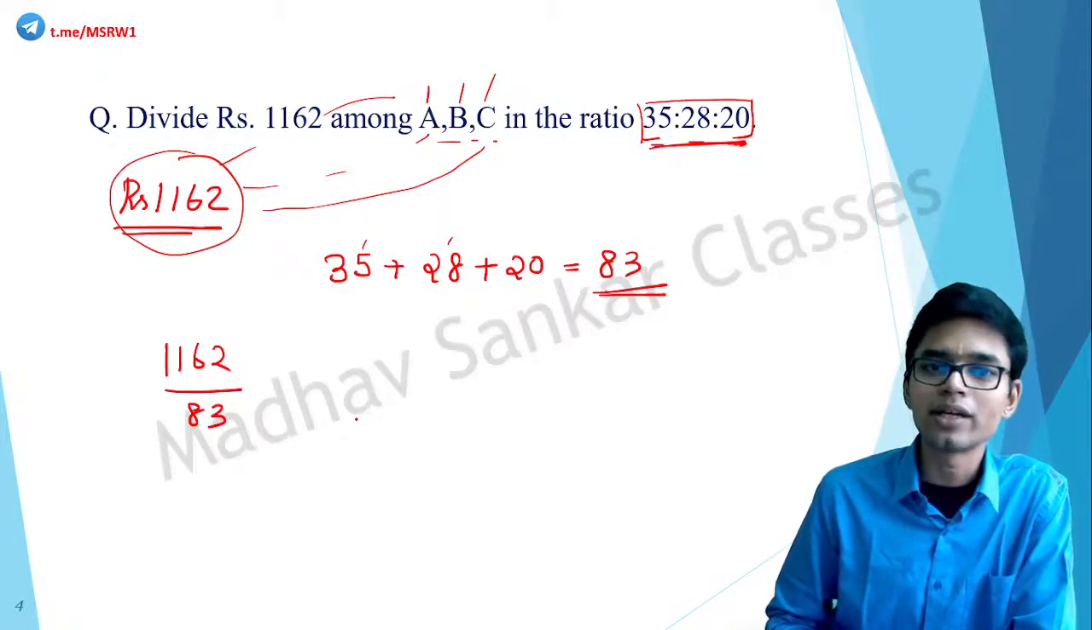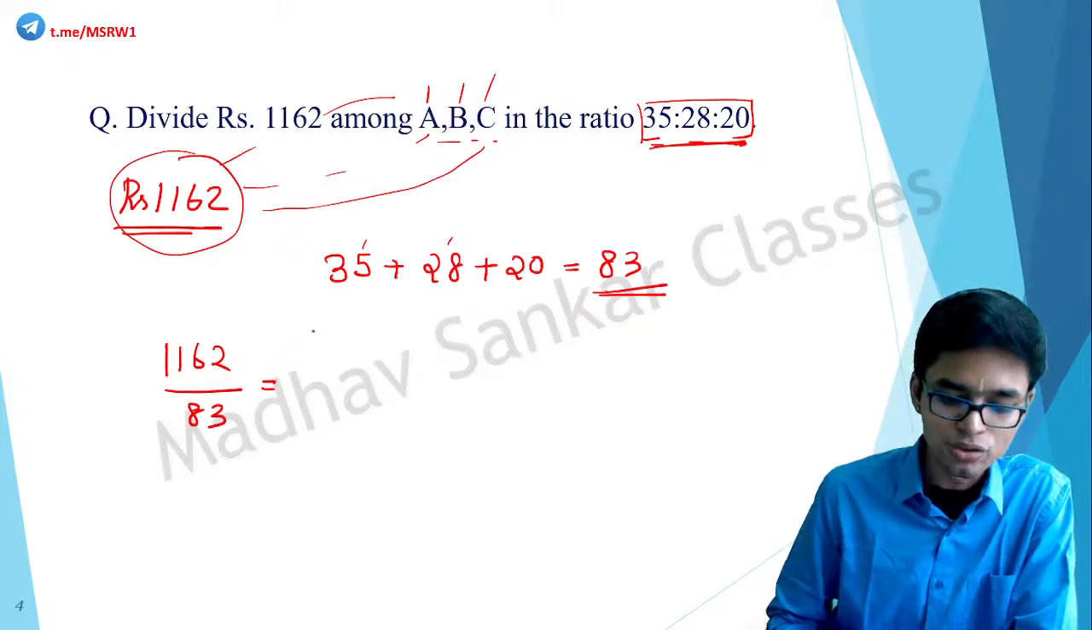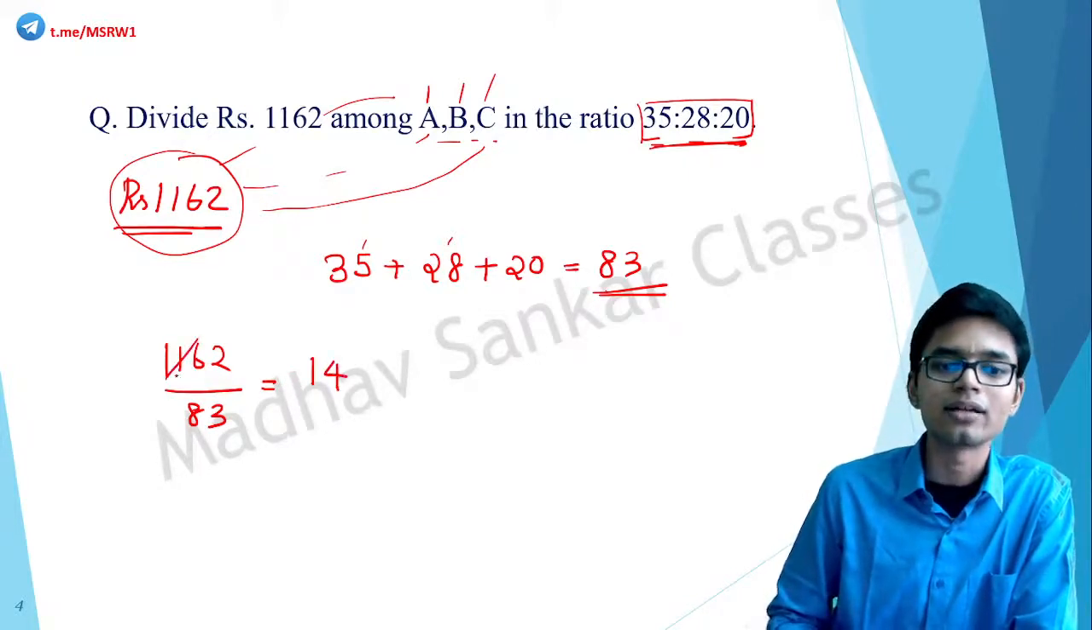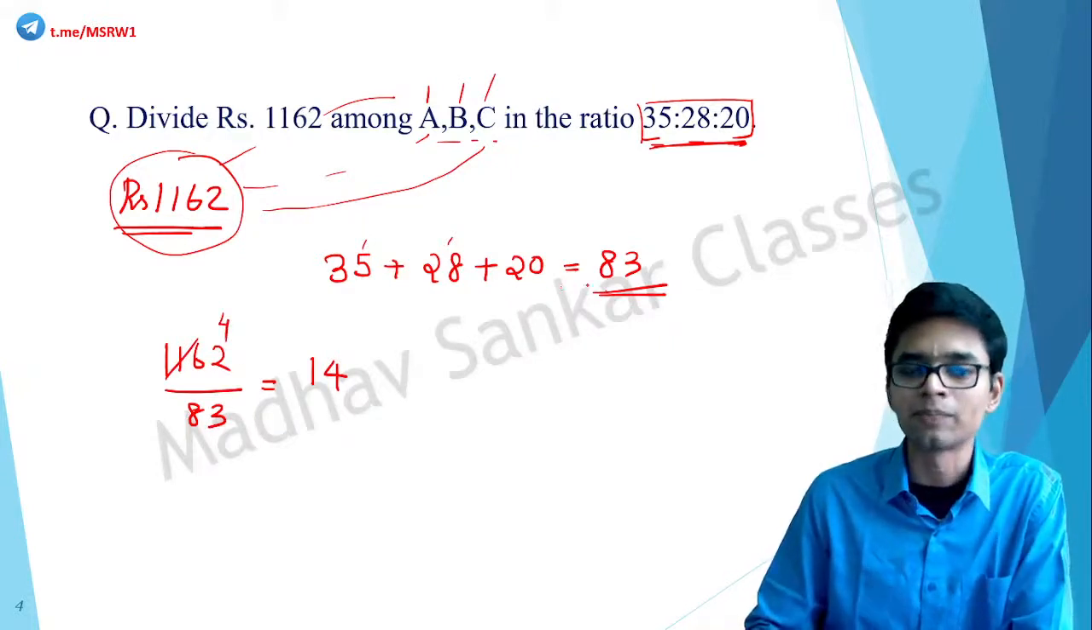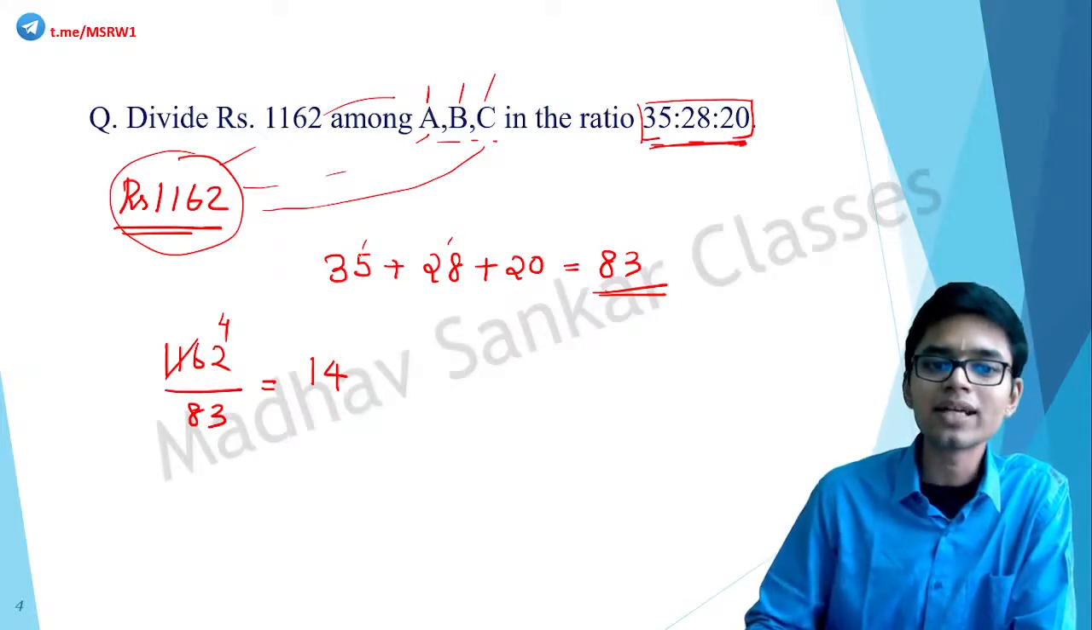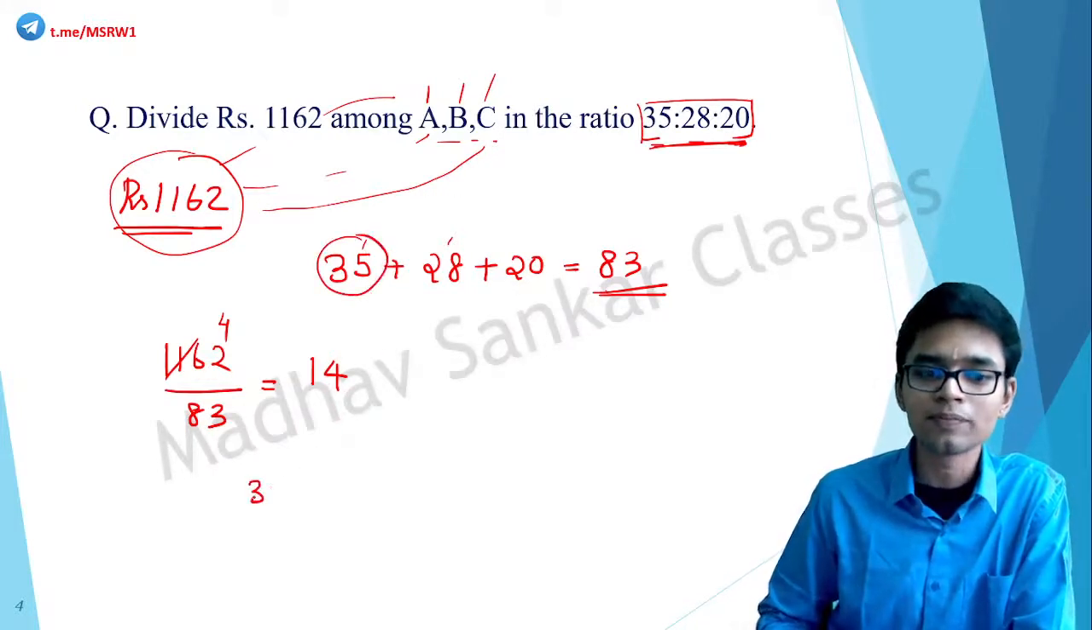Clear? So how much would we get? 1162 divided by 83. And this is equal to 1 into 83, 83. Then we have 33 remaining. So 332 is equal to 4. Okay. This goes 4 times perfectly. So 1162 divided by 83 is equal to 14. Clear? So A will get 35 into 14.